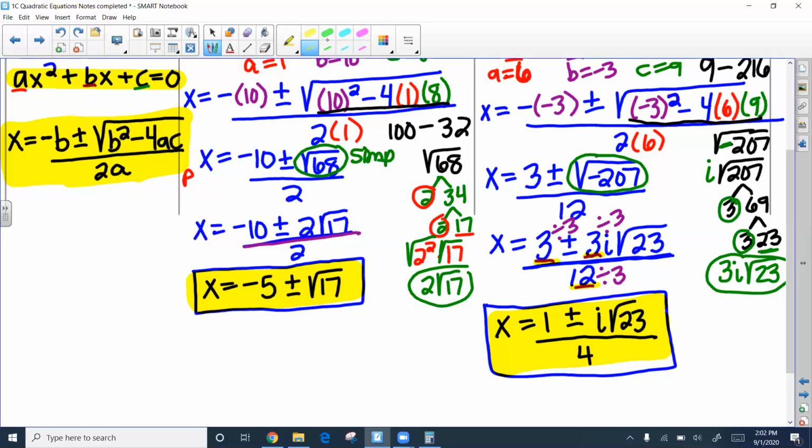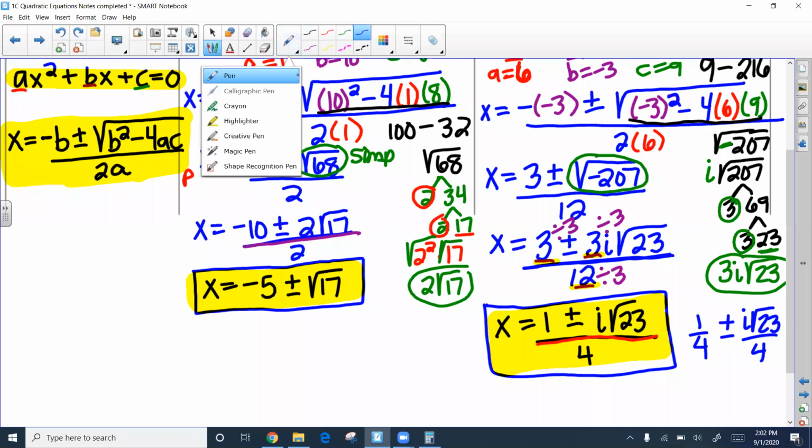Okay, the other way we can write our answer, some people prefer this way, rather than writing one big fraction, I could divide each part by a 4. So I could put a 1 over 4 plus or minus i square root of 23 over 4. So that's another way you could write it as well.